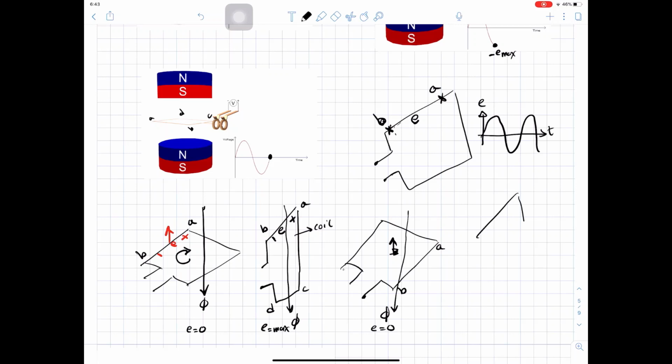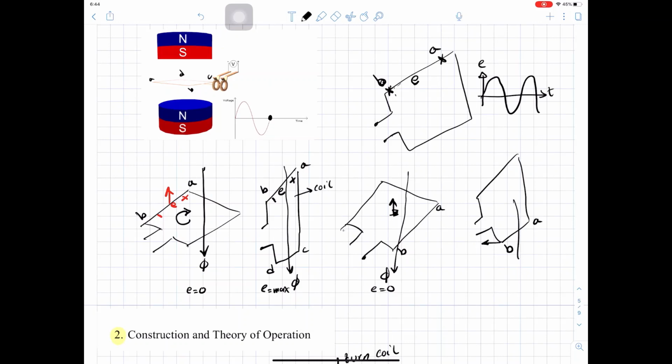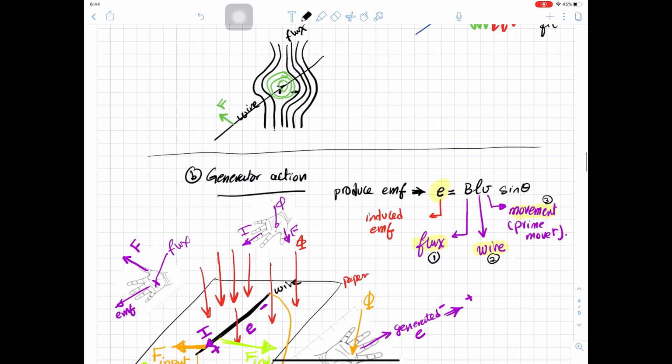Then the coil will reverse. Here is A, B, C, and D, and the coil is moving in this direction. This is the direction of the flux. Now if you calculate the direction using the right hand rule, let's bring the right hand so you can see it.